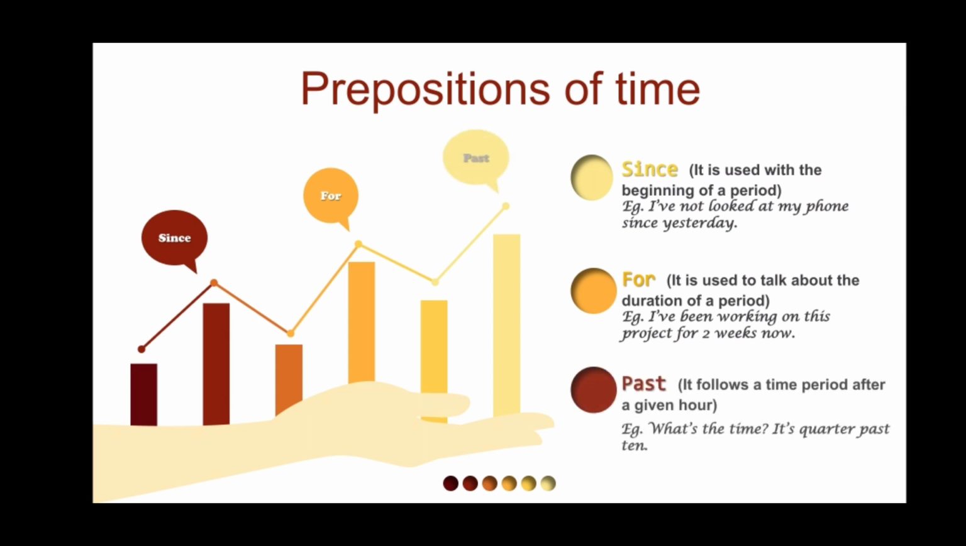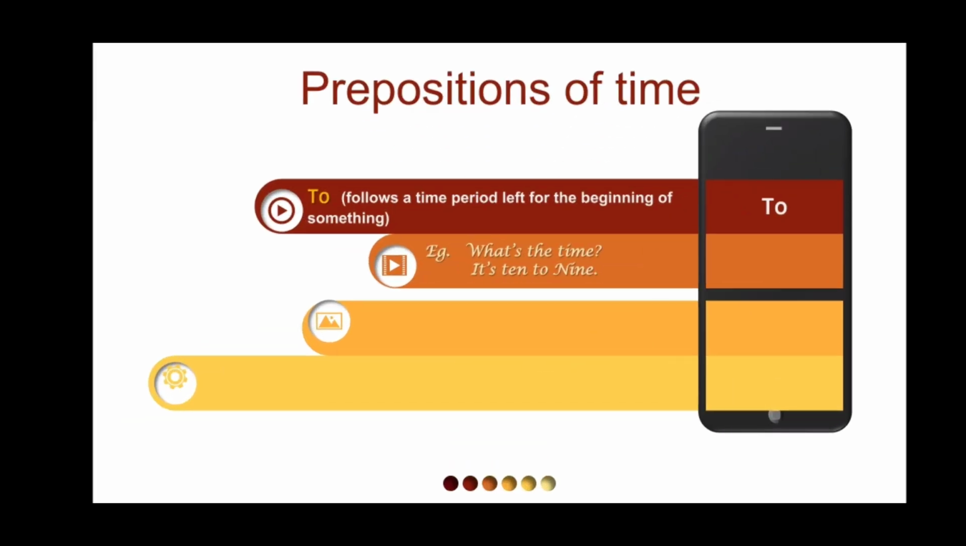The next preposition of time is past. Past follows a time period after a given hour. For example, if somebody asks you, what's the time? You might reply that it's 10:15. 10:15 means quarter, that is 15 minutes past 10 a.m. or 10 p.m. That is 10:15 a.m. or p.m. So we have a few more prepositions of time on this slide.